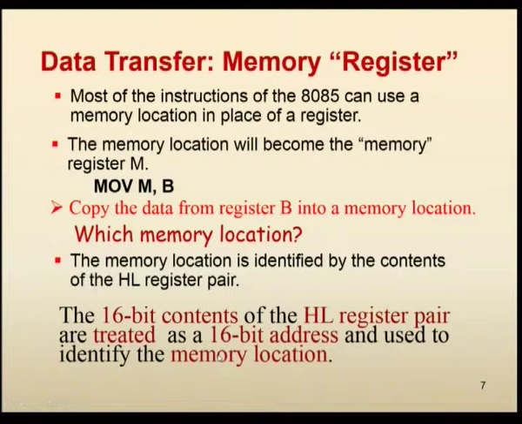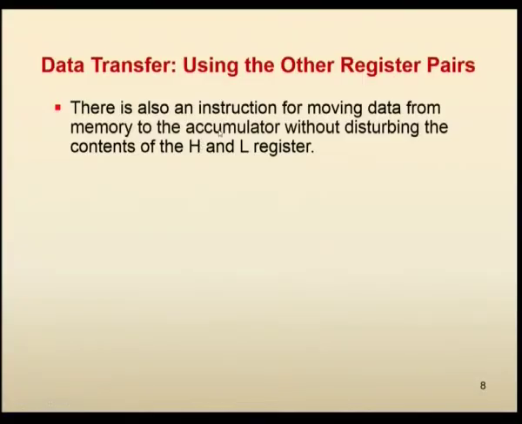So, the 16-bit contents of that HL register pair will be treated as the address. Whatever contents you have loaded in the 16-bit registers H and L put together will be treated as the memory address, and the contents of the B register will go to that memory location. Then you can also transfer data between pairs of registers. Pair of registers means 16-bit numbers together.